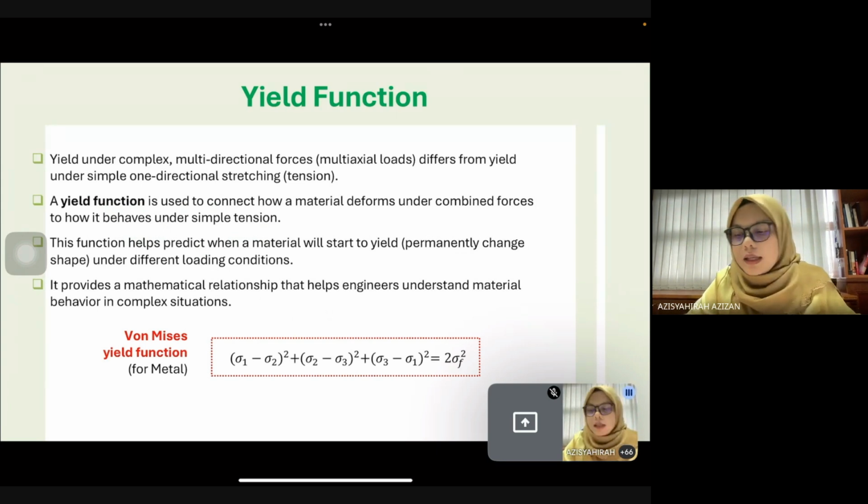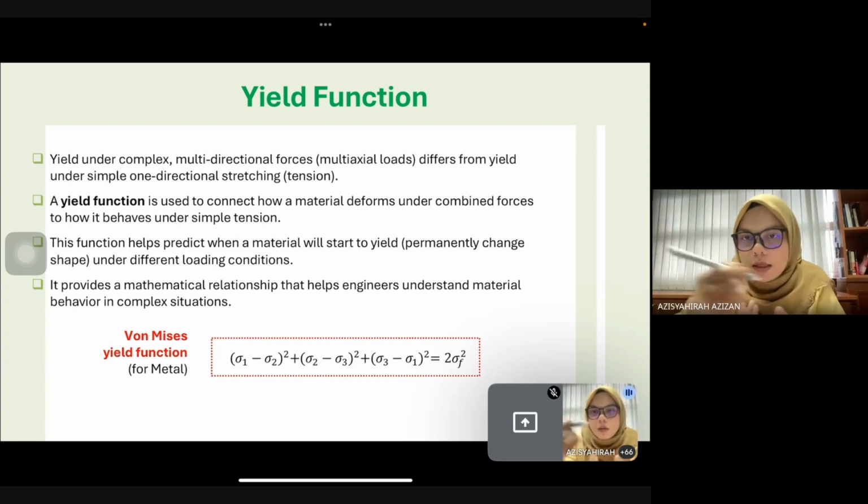Next, we have the yield function. When a material is under different types of forces coming from multiple directions at the same time, we call this experiencing multi-axial load. The loading is coming from different directions at the same time.